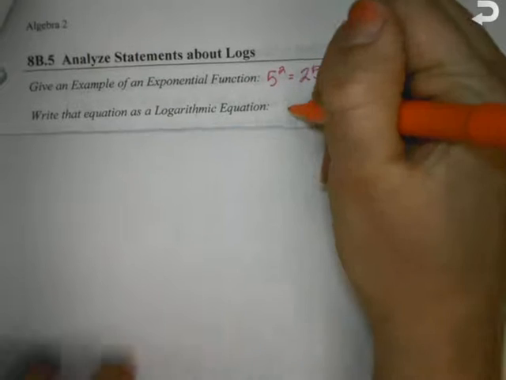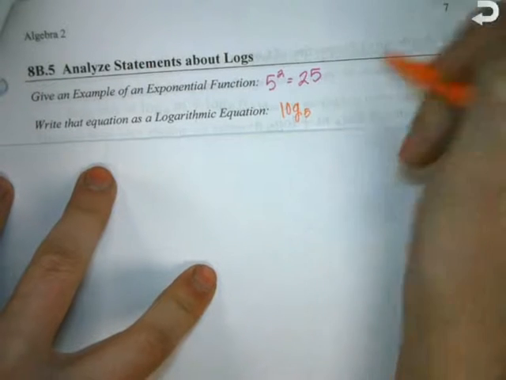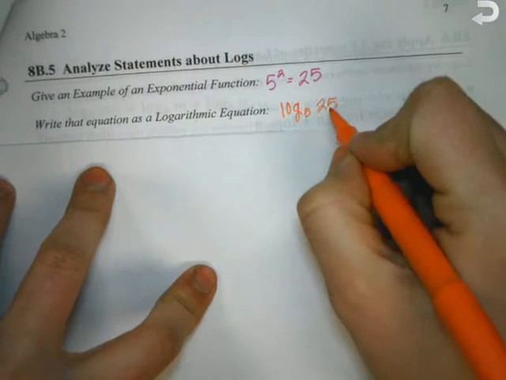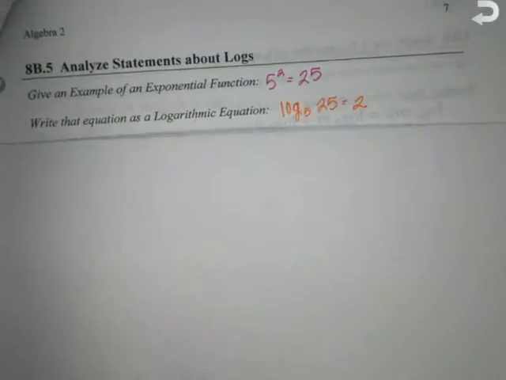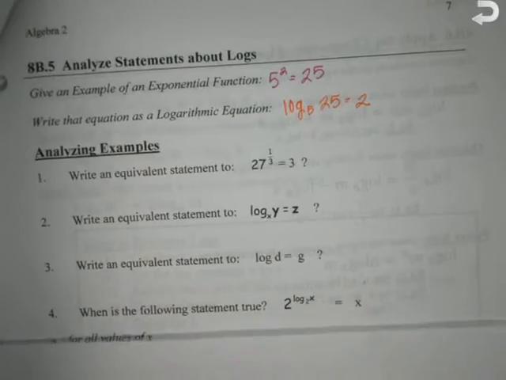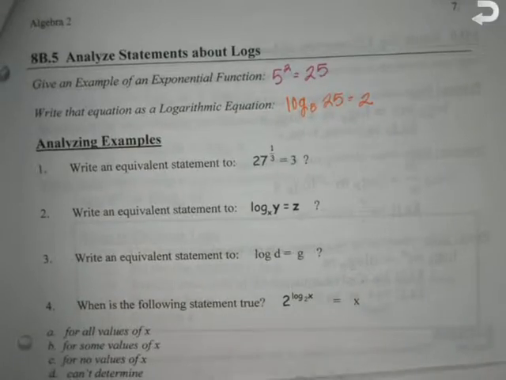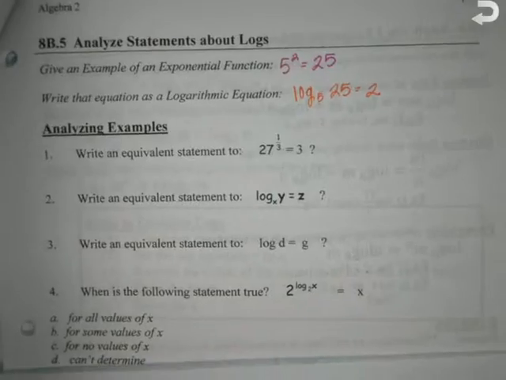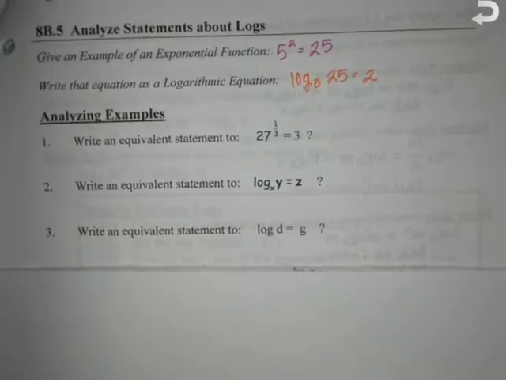Log base 5 of 25 equals 2. So for the examples, we have 7 examples. Let's look at 1, 2, and 3 for right now. All you need to do is write equivalent statements. Can you do that on your own? So if it's in log form, write it in exponential form. If it's in exponential, write it in log. That's all you need to do.